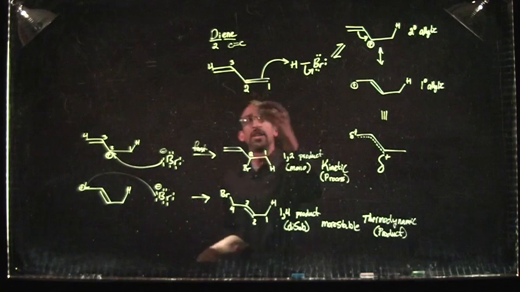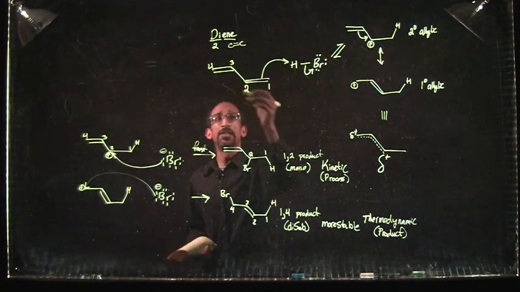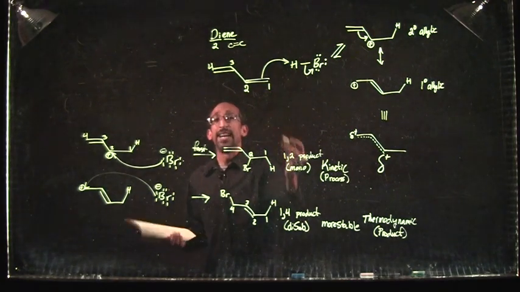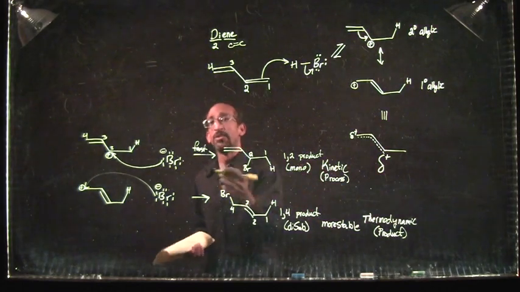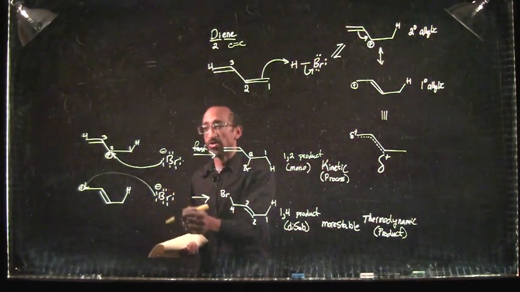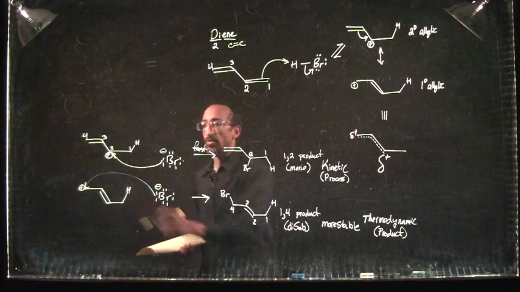Make sure that you're numbering correctly. Whichever alkene carbon you add that hydrogen to, that's going to be carbon 1. Whichever carbon the nucleophile bonds to will be either 2 or 4.